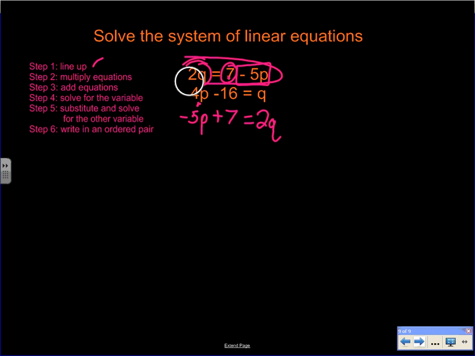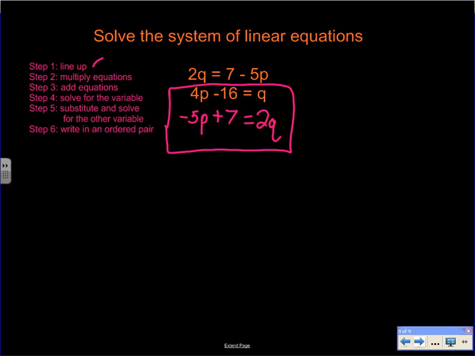All right, well, let me erase some of this, and now you can solve a system of linear equations like this. Just because both variables aren't on the same side, it's still possible to solve it like this if you want to.